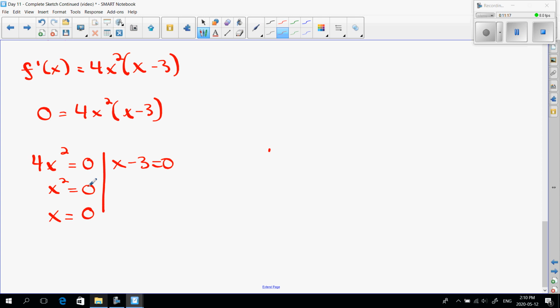Just be careful if this were a number like 9. Okay, a lot of people will write x equals 3. The square root of 9 is 3. That's true as the principal square root, but x could also equal a negative 3. You'd have to make sure that you would write both critical numbers or critical values.